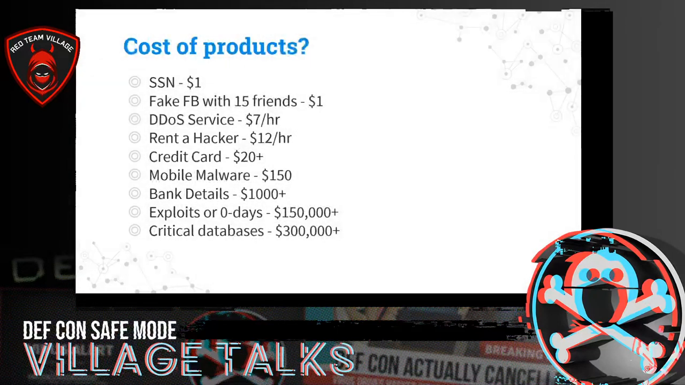Now coming to the cost: how much does it cost to buy something from the dark web? As you can see, it's really easy to buy these things. You can buy an SSN for $1, or a fake FB account with 15 friends, mobile malware, bank details, or exploit zero-days. These types of things are easy to get on the dark web.